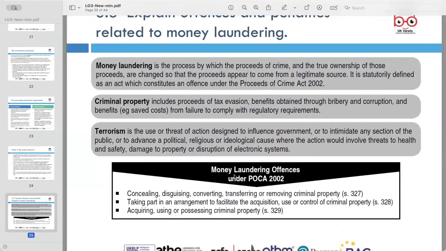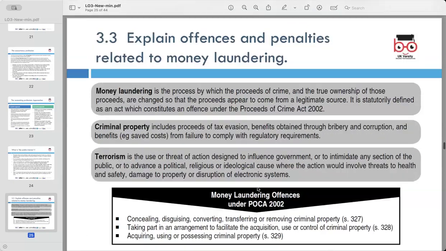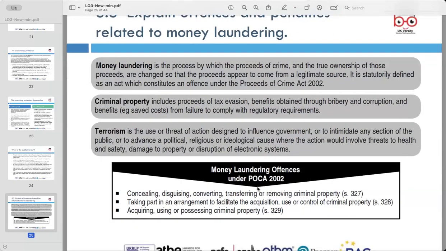So, money laundering offenses under the Proceeds of Crime Act 2002, POCA. Money laundering is defined as an act constituting an offense. Criminal property subject to money laundering covers proceeds from various illegal activities such as tax evasion, bribery, corruption, and non-compliance with regulatory requirements.